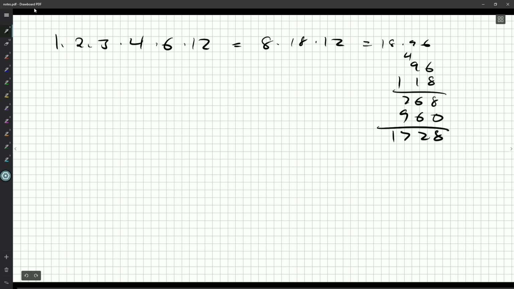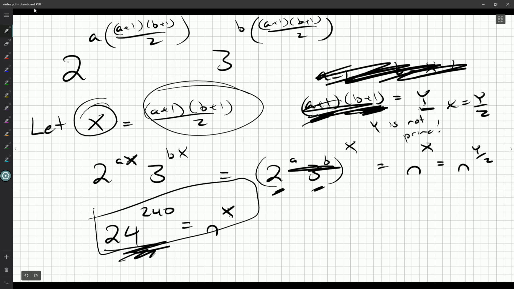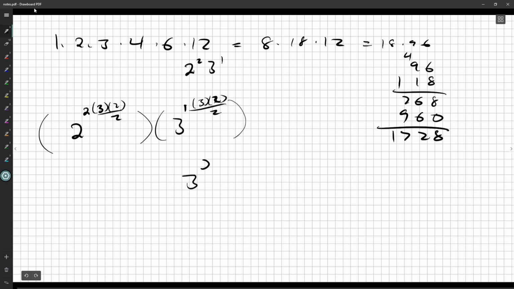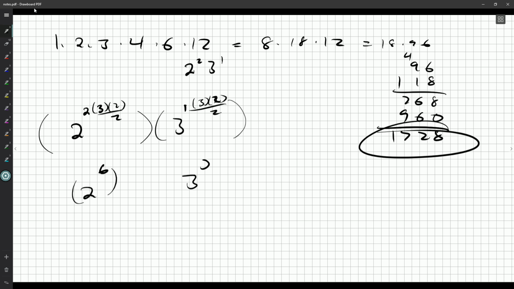Anyways, getting back to this, so our expressions work. 12 is 2 squared times 3 to the 1. So I should get 2 to the, it's a first, right? 2 to the 2 times 3 times 2 all over 2, and 3 to the 1 times 3 times 2 over 2. So I should get 3 to the 3, 2 squared, or 2 to the 6, which is this number here. Okay.